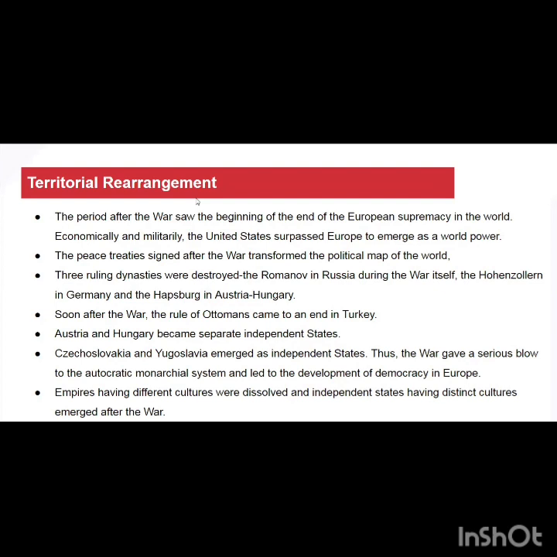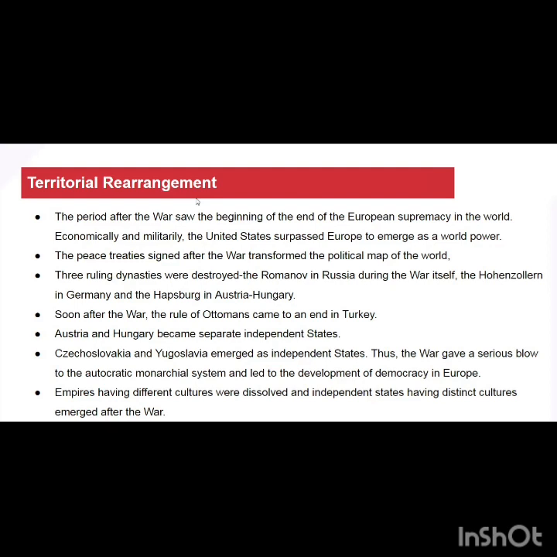But World War One marked the beginning of the end of European supremacy, and slowly and gradually we saw that what did America do throughout World War One? America did not personally join, but in the beginning America was busy making arms and ammunition and earning money. So that was the basic intention of America, to empower itself economically and militarily. So as a result, now we see the rise of America. Economically and militarily, the United States slowly and gradually surpassed Europe to become the world power.